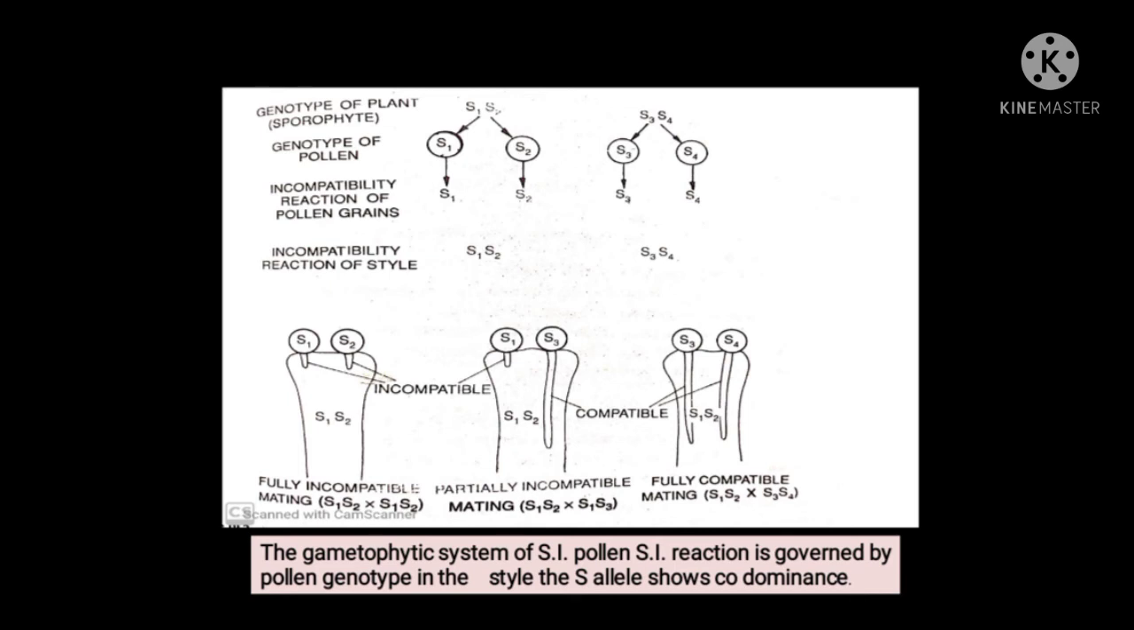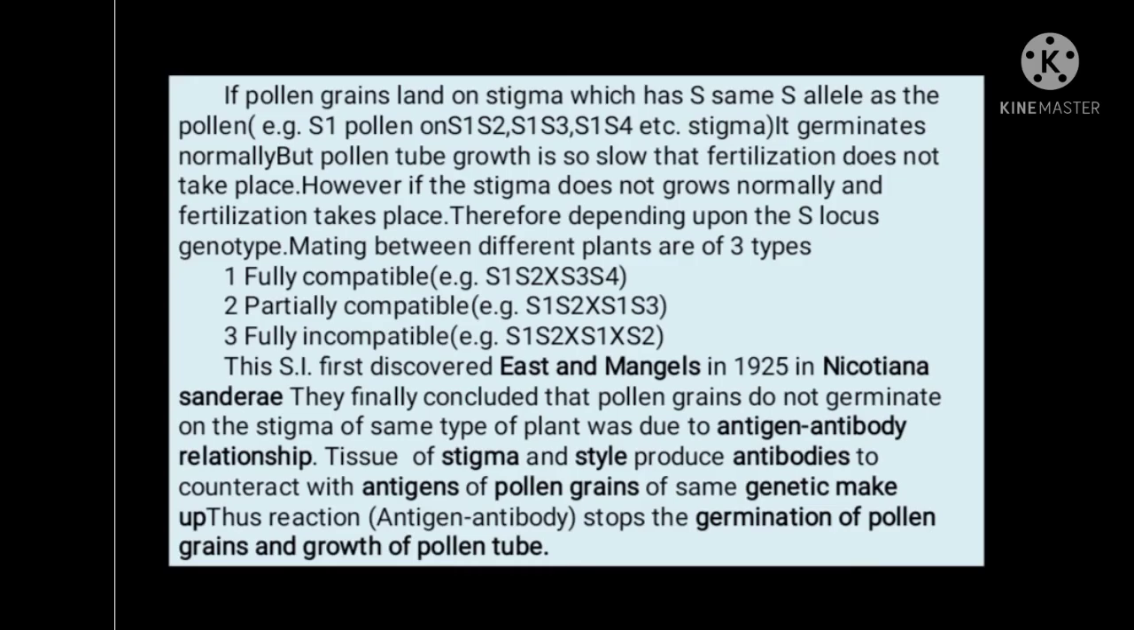It shows a full compatibility, that means the germination of both pollen grains shows. If a pollen grain lands on a stigma which has the same S allele as the pollen, for example S1 pollen on S1 S2, S1 S3 and S1 S4, etc., that is the stigma, it germinates normally, but the pollen tube growth is so slow that fertilization does not take place.